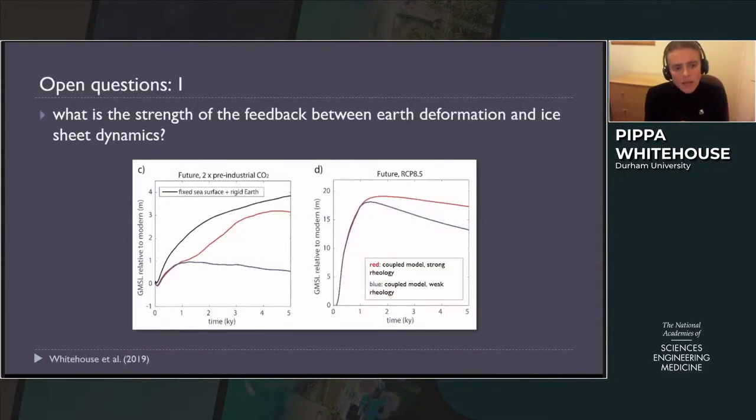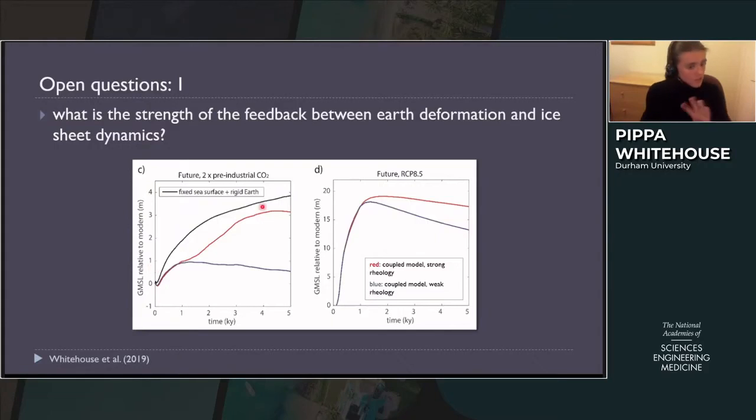The first one is: what are the details of that relationship between Earth deformation and ice sheet dynamics? The right hand figure here, you've actually seen before. This was reproduced from the Pollard paper, but it had this very strong RCP 8.5 forcing. The left figure here is less strong forcing. It's a doubling of CO2, and it looks at the trajectory of the Antarctic ice sheet over a couple of thousand years.